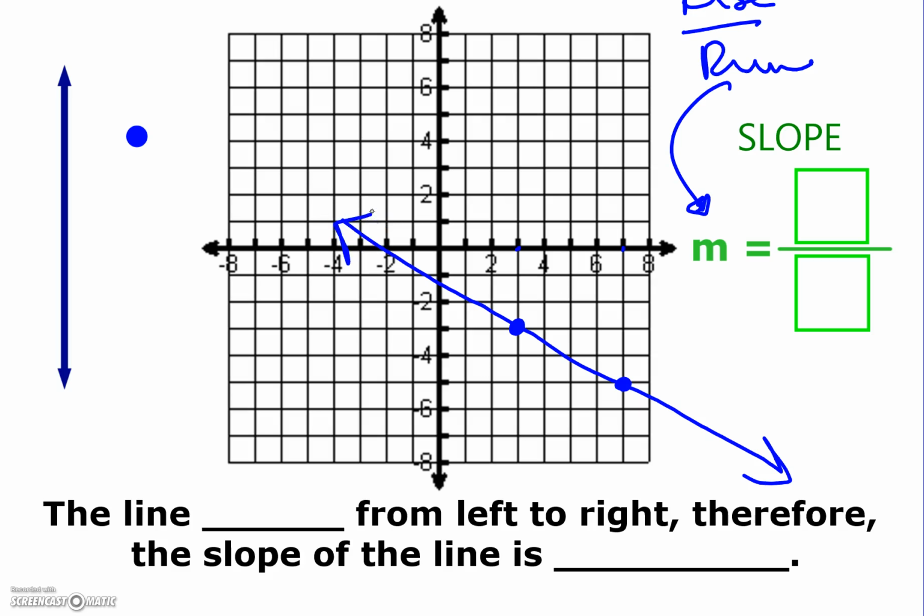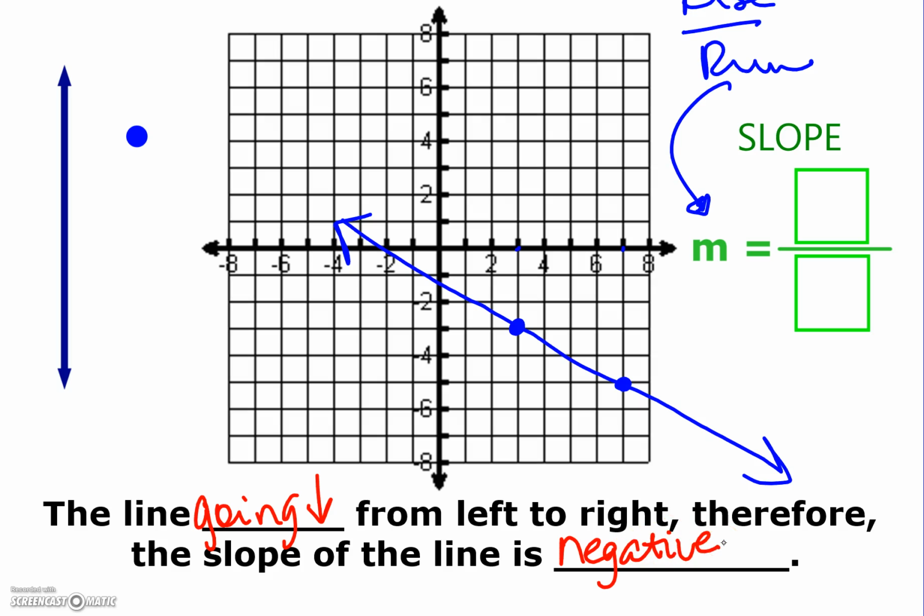So let's talk about our rise. Does it matter which point you start with? It does not matter which point you start with. I always start with the leftmost just because it's how we read in America. But before we find the slope, I told y'all to make sure you pay attention to the direction the line is going. So this line is going down from left to right, therefore the slope of the line is negative.